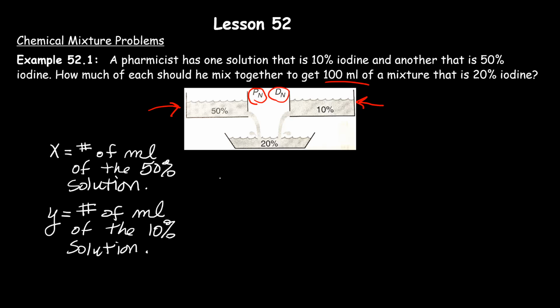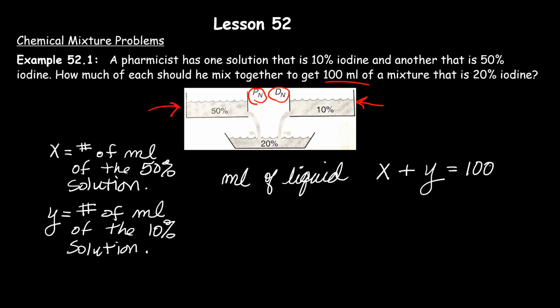So for my first equation, I'm going to write an equation just about milliliters of liquid. It doesn't matter how much iodine is in there. I just want to know milliliters of liquid. So the first thing I'm pouring in is x milliliters. And then I'm going to pour in y milliliters of the other solution. And I want to end up with 100 milliliters because that's what the problem says. So that's my first equation.